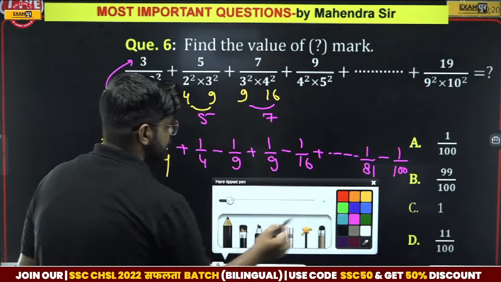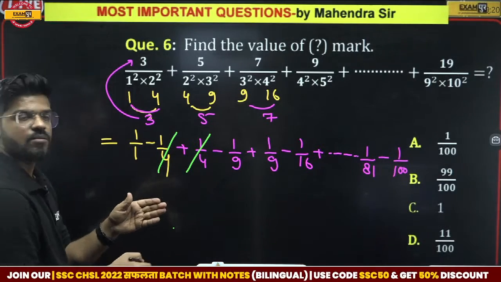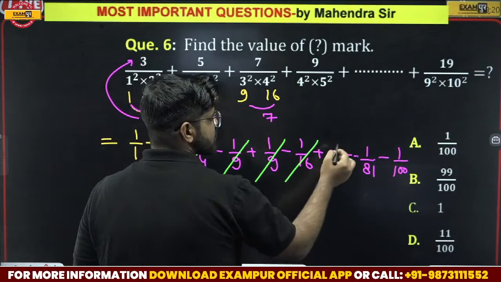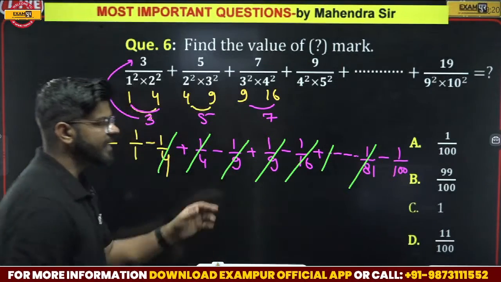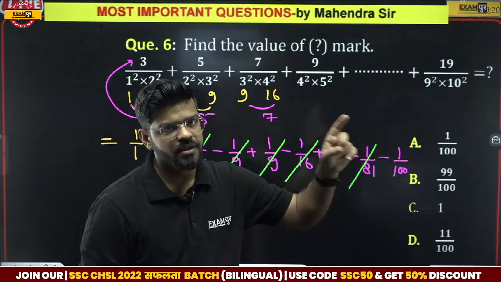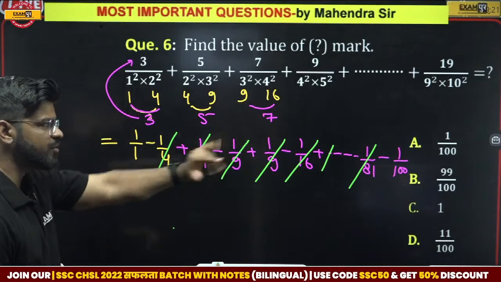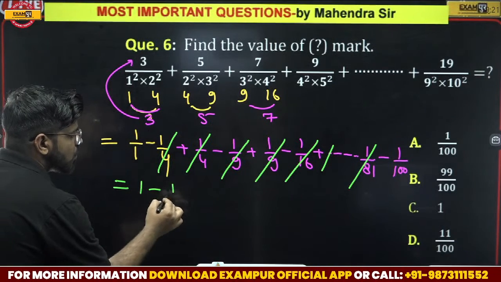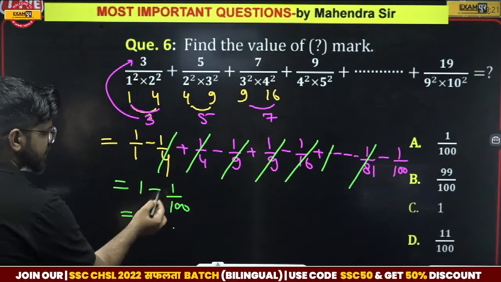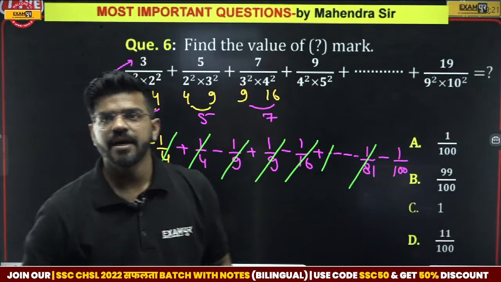Now what do we have to do? Let's see. Minus 1 by 4 plus 1 by 4 will be cancelled out. Minus 1 by 9 plus 1 by 9 will be cancelled out. Minus 1 by 16, and then again all of this will be cancelled out. Only the first part and the last part will be left. So 1 minus 1 by 100 will be there. If we have to subtract from 1, it is 100 minus 1, that means 99 by 100 should be my answer.